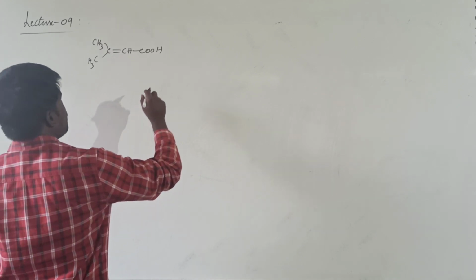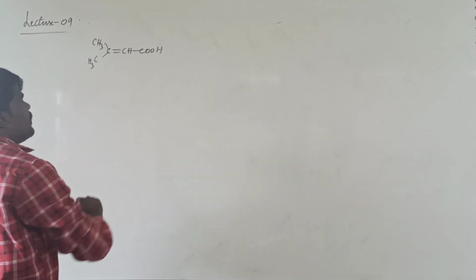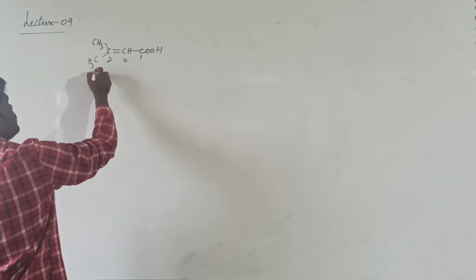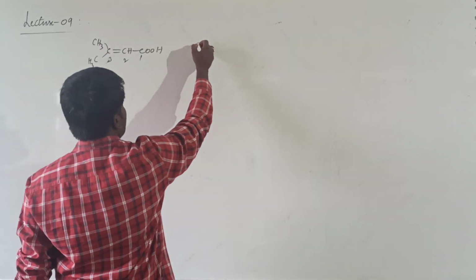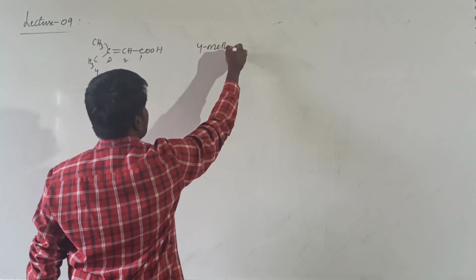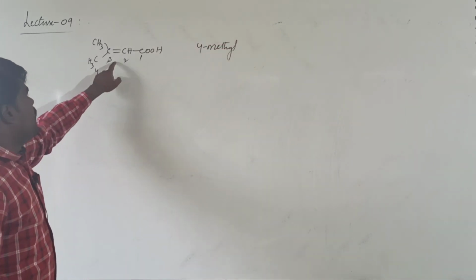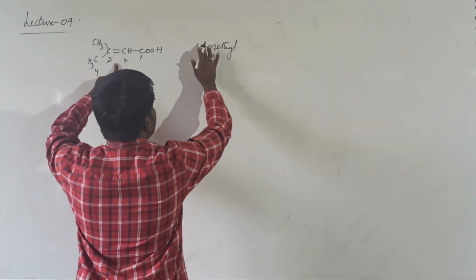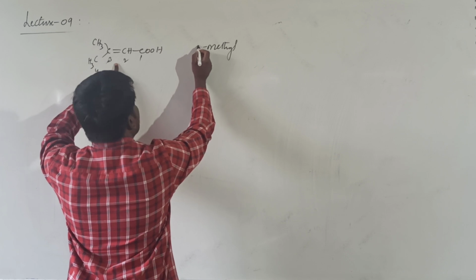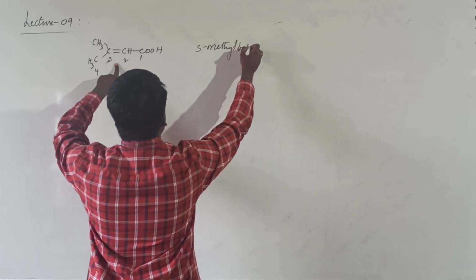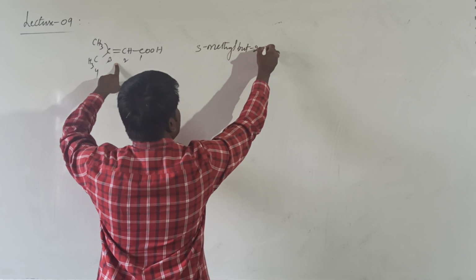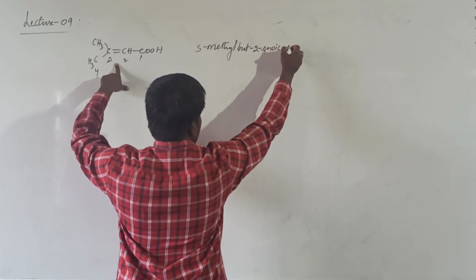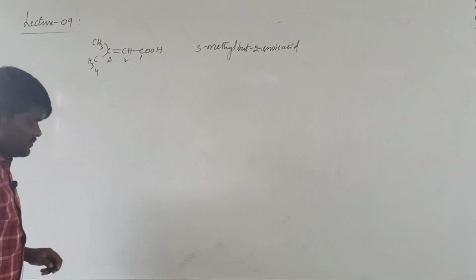This is called, as per the IUPAC, working 1, 2, 3, 1, 2, 3, 4. So what do you call it as? This is called 4-methyl, okay. And at second position, what is there? Total how many are there? 3-methyl it is. Make it as 3-methyl, okay. But 2-enoic acid. Enoic acid it is, okay.